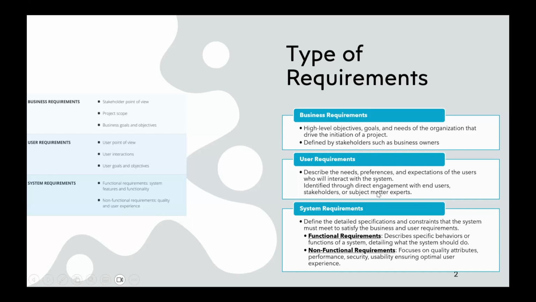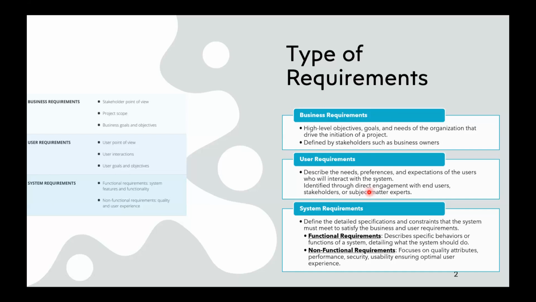For the user requirements, the purpose is to describe, because the keyword here is user, the needs, the preferences, or the expectations of the user itself. If you want to develop the system, you need to identify all the users involved with the proposed system. After that, you need to know what the needs are for each of the users involved. So look at here.